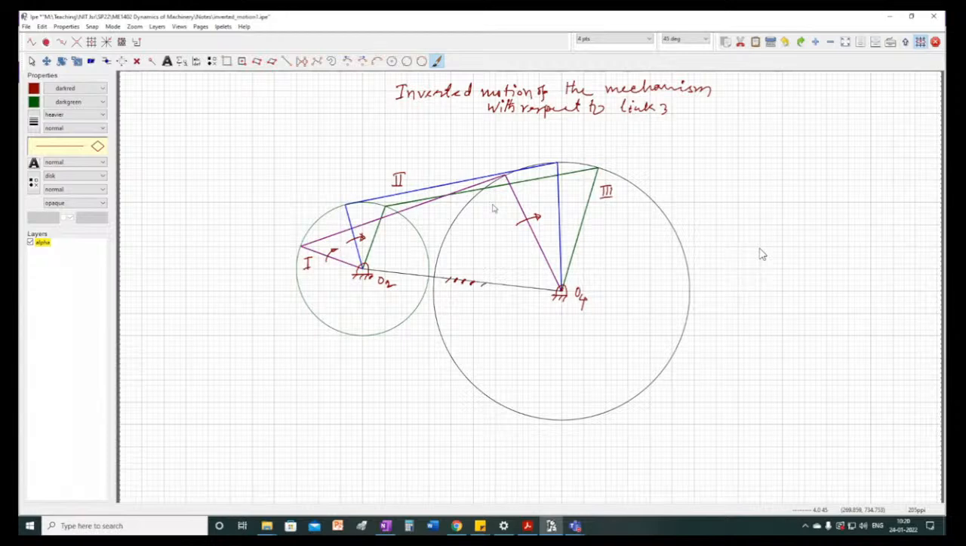Let's do that. We will now copy this second position and paste it. We will shift it to this first position, so that link 3 exactly matches the position of link 3 in position 1. Okay, let's do that.